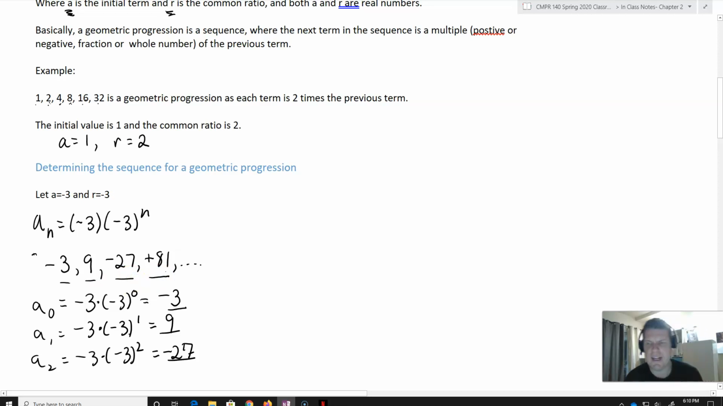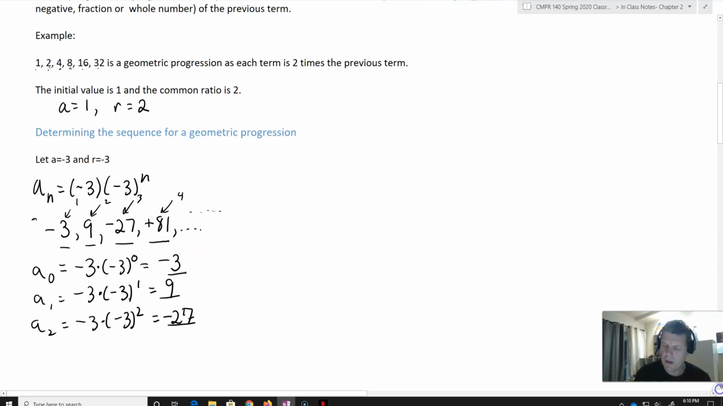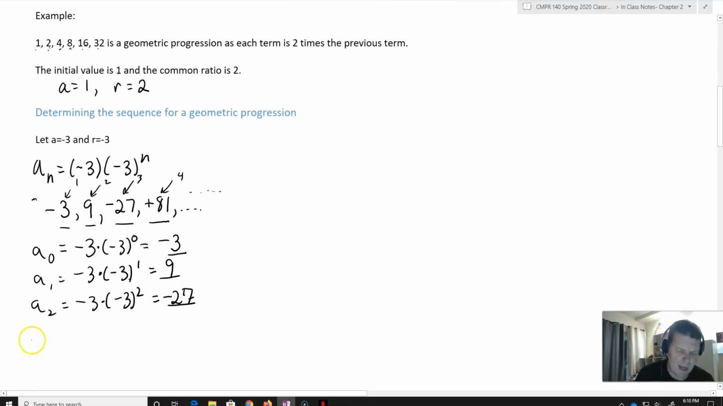Okay, so basically that's what we do. We could do it one of two ways, right? If we wanted the first 10 terms, we'd do this 10 times: here's the first term, second term, third term, fourth term, etc., so on until we hit 10 terms. Or let's say, for example, I want to know what the 10th term is. Well, A10 is going to equal negative 3 times negative 3 to the 10th power. And then I would go out and figure out whatever that is, and that would be my 10th term of the sequence.